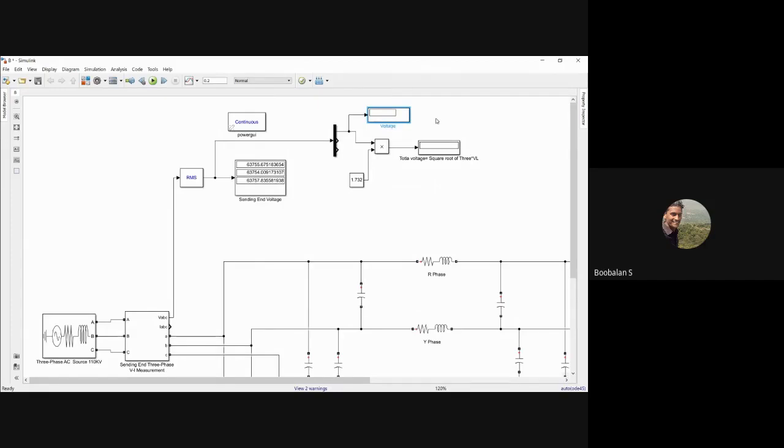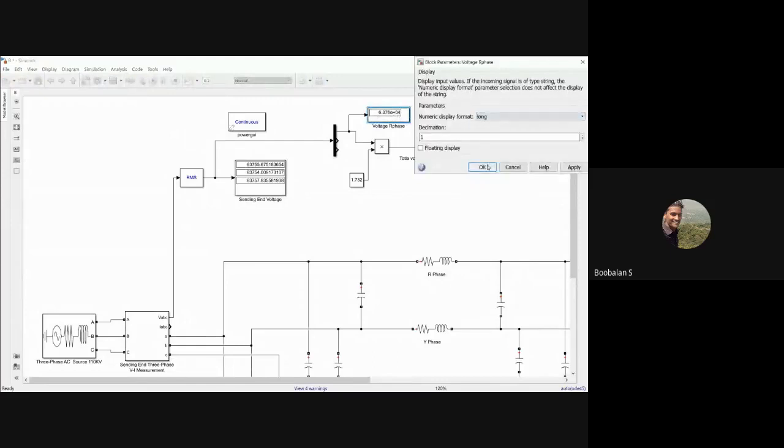Voltage across R phase. You could also verify the voltage across my B phase, right? So this is the R phase output, Y phase output, and B phase output, and it's only extracting the voltage across my R phase. Just one second, run it. It should be 63 kV. It will come, right? So it will be 63 kV.